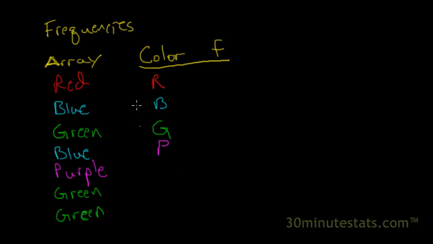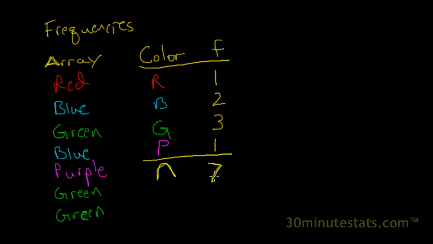And now that we've got our column of colors here, that represent all the different colors in our data, we just have to count up the number of times each color appears in the array. So there's one observation for red. There are two observations for blue, three observations for green, and one observation for purple. And if we total up the frequencies, we get our sample size, or n. So 1 plus 2 is 3, plus 3 is 6, plus 1 is 7.